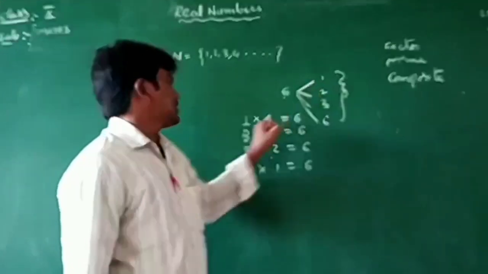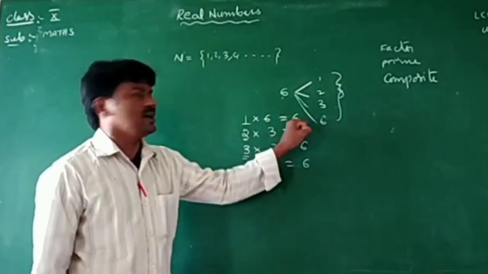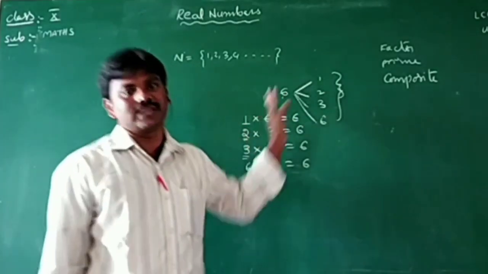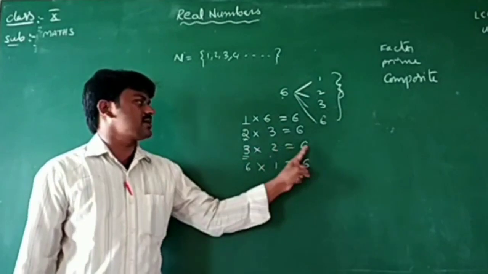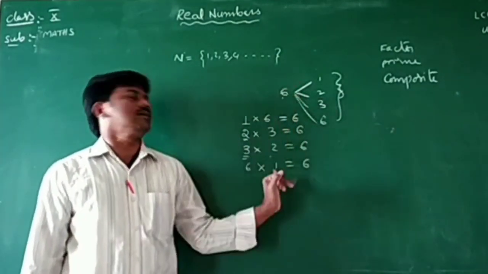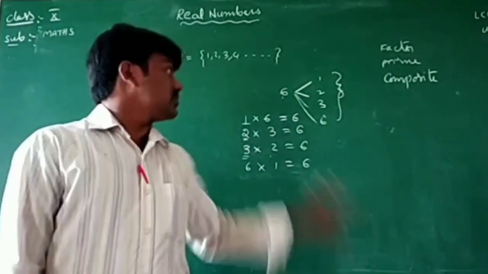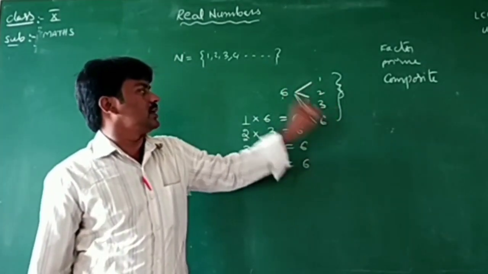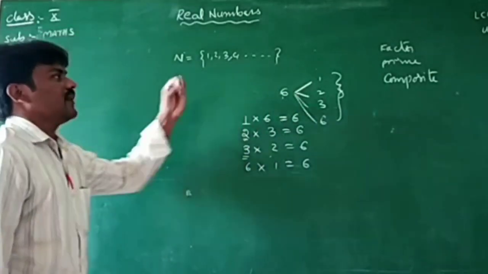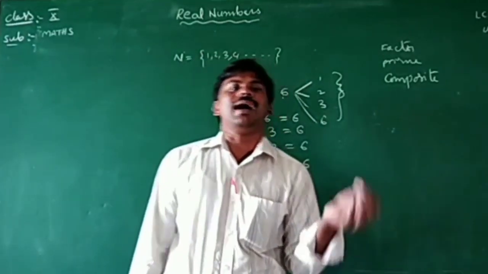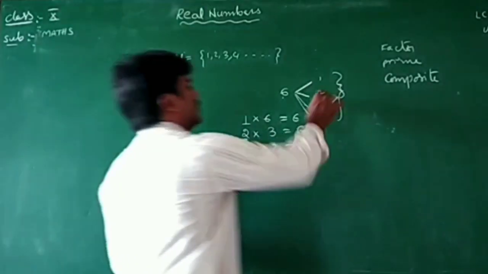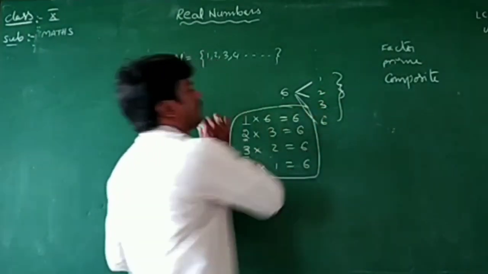So 1 divides 6, 6 times, 1 6 is 6, there is no remainder. 2 divides 6, 3 times, 2 3s are 6. 3 divides 6, 2 times, 3 2s are 6. 6 divides 6, 1 time, 6 1s are 6. So now we call 1, 2, 3 and 6 the factors of 6. Like that, if any number divides the given number exactly, it is called a factor of the given number. We learned this already in earlier classes.